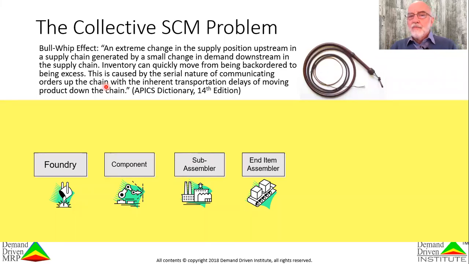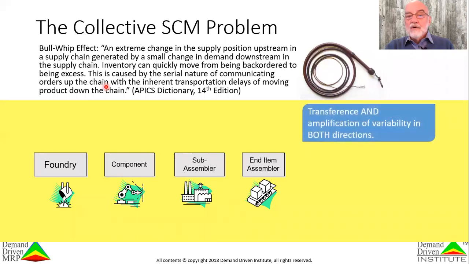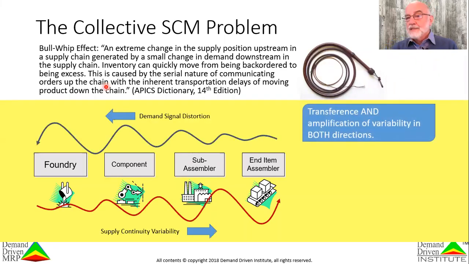The other major problem that we have is with the bullwhip effect. Now, the bullwhip effect has been with us, at least as far as I know, for 30-odd years, and there's been absolutely no way of stopping it going up and down our supply chain. So what happens, we get a very small change in demand down this end of the supply chain at the end item assembler, and by the time we get up to the foundry here, the demand signal distortion is being transferred and amplified up the supply chain.